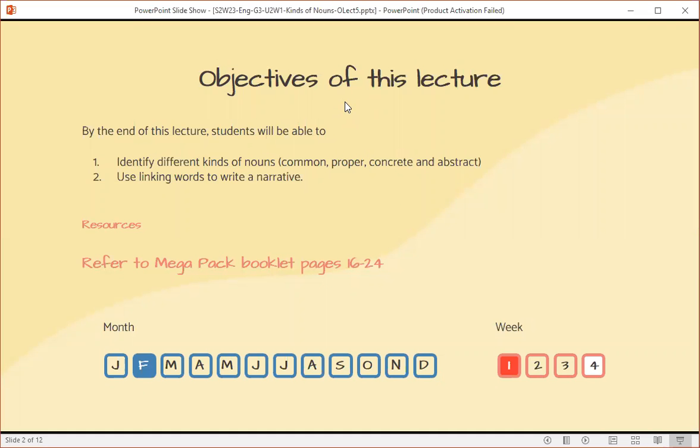What are the objectives of this lecture? By the end of this lecture, students will be able to identify different kinds of nouns, mainly common noun, proper noun, concrete, and abstract nouns. We're going to use linking words to write a narrative. Now, you can refer to the Megapack booklet, pages 16 till 24.